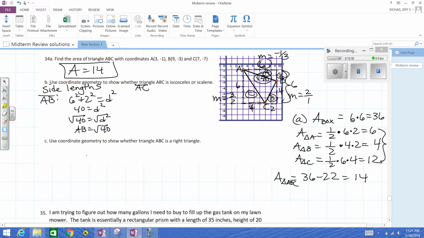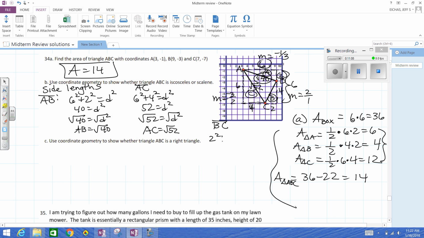AC now we're going to work on. That's 6 and 4. 36 and 16, 52. All right, and what we have is now AC has the length of square root of 52. And then the last one, let's squeeze it in over here. So the last one is BC. I need 2 squared plus 4 squared. Let's see, that's 20. So now BC has the length of square root of 20.